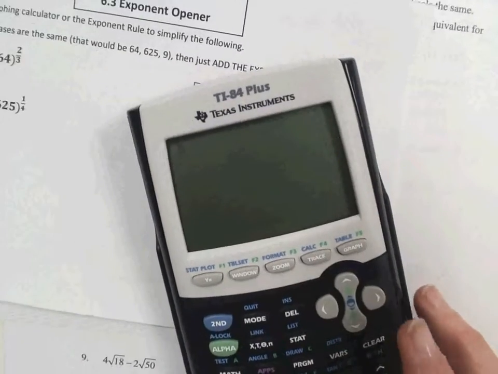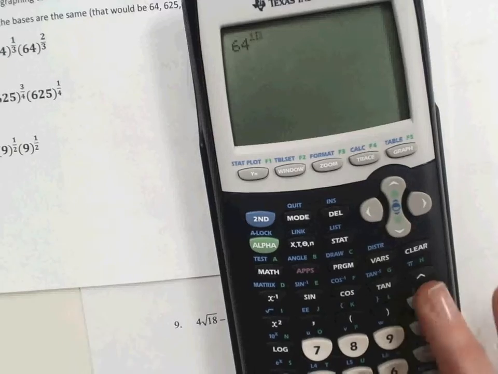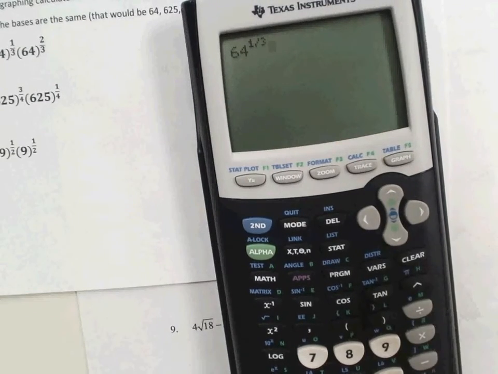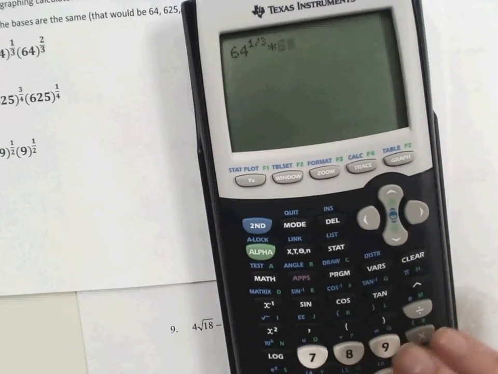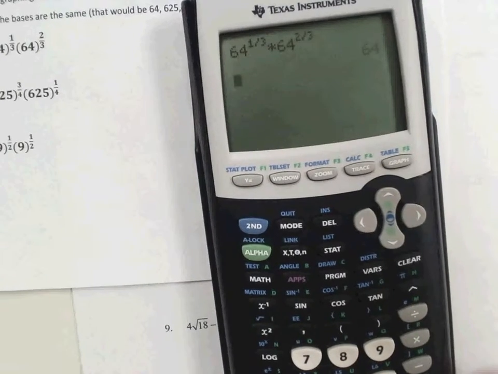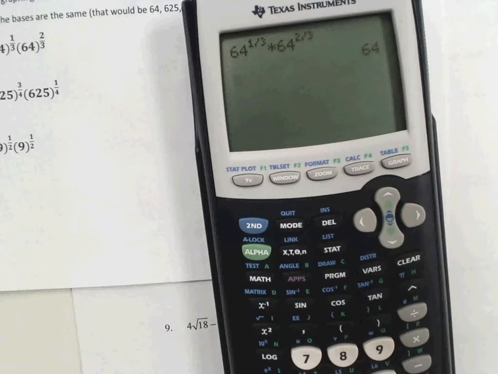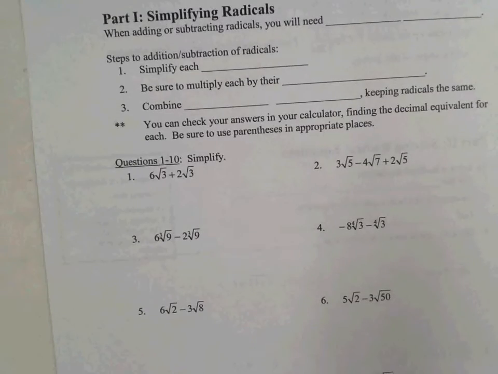In your calculator, you would enter 64 raised to the power of 1/3, and then times 64 to the power of 2/3. And then when you press enter, you should get 64. So just carefully enter those, making sure you're in the exponents and then out of the exponents, and you'll be good. So now for 6.4 notes, operations with radicals and solving radical equations.